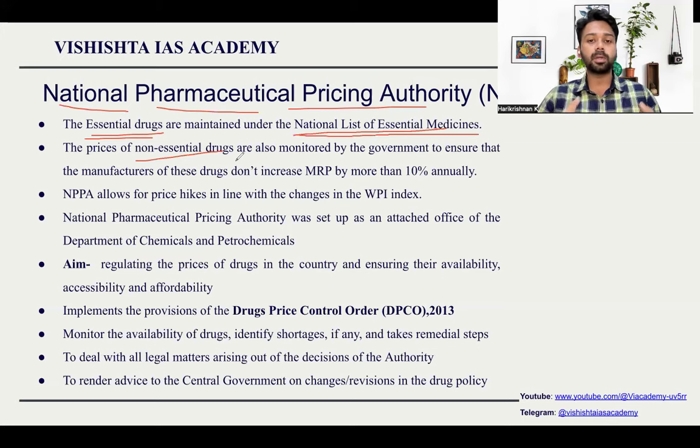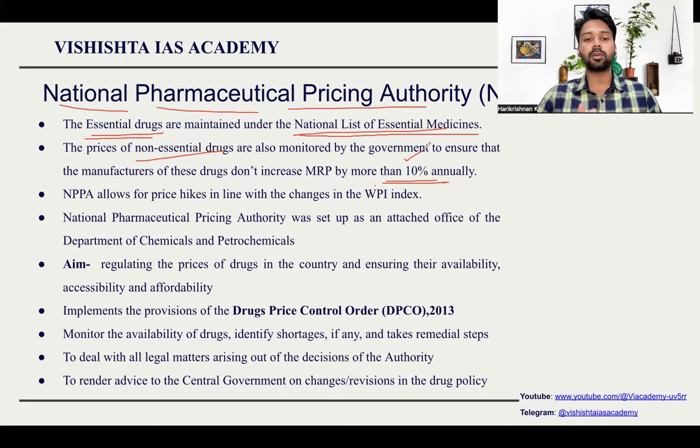Because if I'm a pharmaceutical company, and I think that malaria is spreading in the country, I can increase the cost so that my profit will increase. But this is actually wrong, because I cannot make use of the dire situation of the people. So it is for the government to ensure that the drugs are available at a reasonable cost. The government ensures that none of the drugs goes above 10 percent of the annual MRP. So it is for the government to monitor and ensure that the manufacturers of these drugs don't increase MRP by more than 10 percent any year.